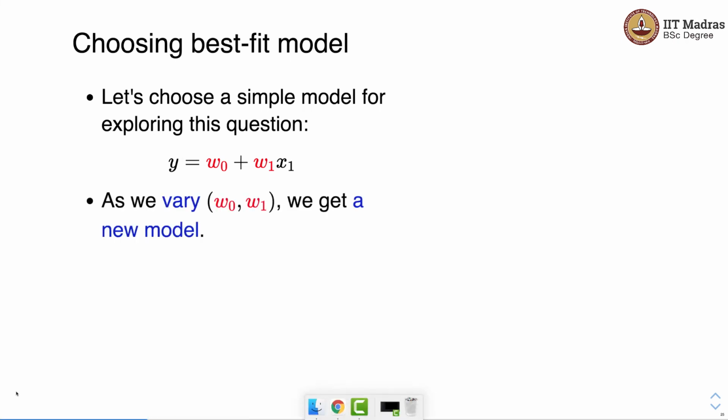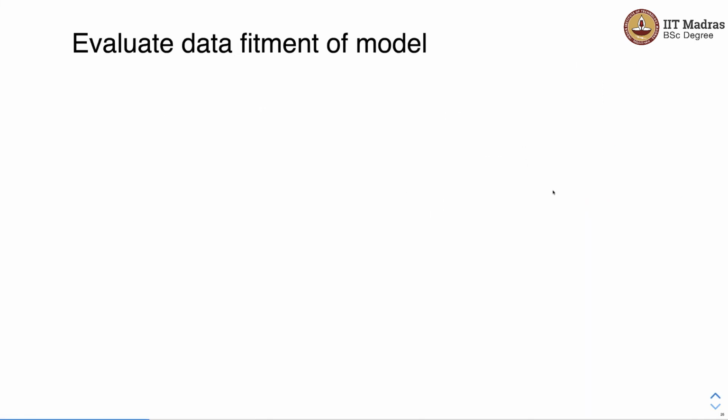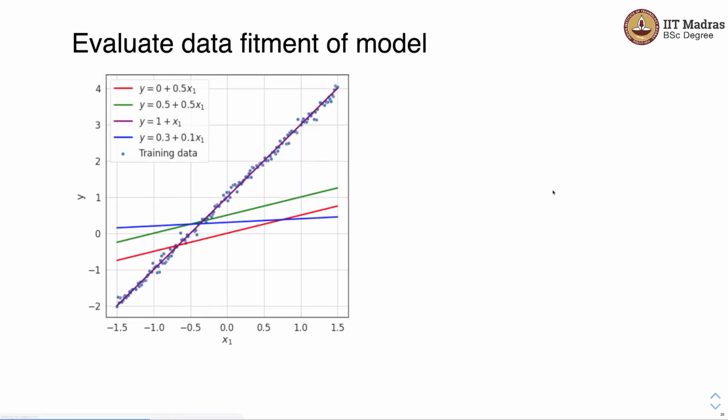And you know that as we vary the values of w0 and w1, we get a new model. We have already seen this illustration where we simply change the values of w0 and w1 and we got different models. Now the question is, which of these models fits our data better than all other models? So we want the model that fits our data better than all other models.